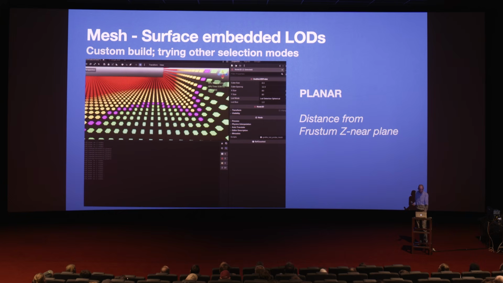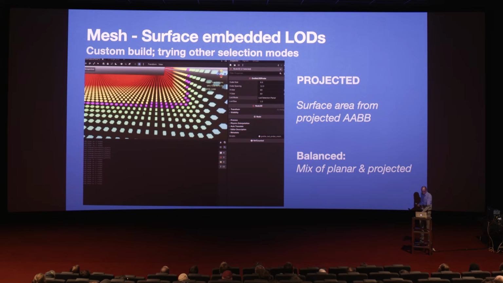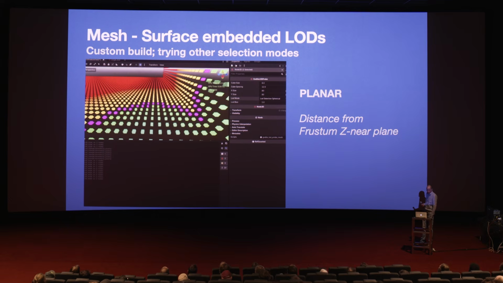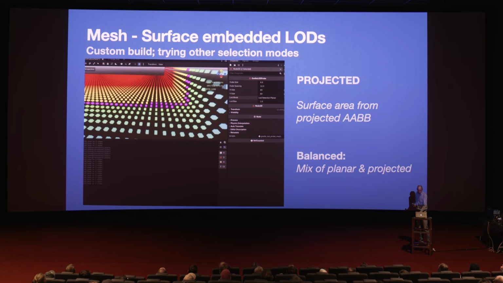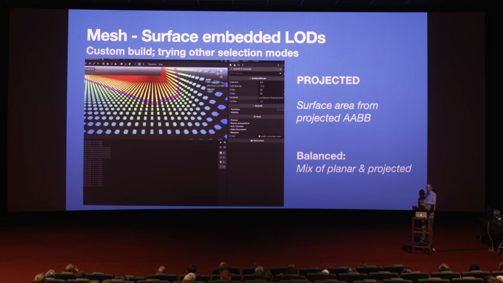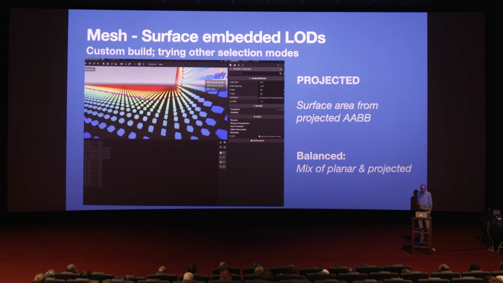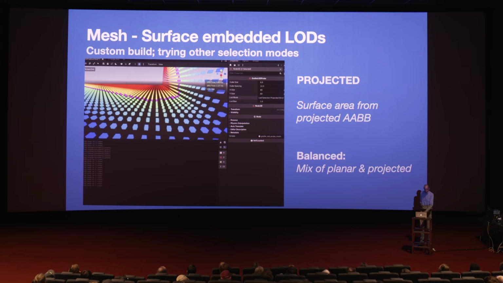Just as a fun experiment, I created a custom Godot build with a few other projection modes, one of which is planar, which looks like this. And also projected. Let me play that. I'm pressed for time, so I'm going to skip the commentary on how much it affects FPS, etc. 30 seconds to go. This is what planar and projected look like.